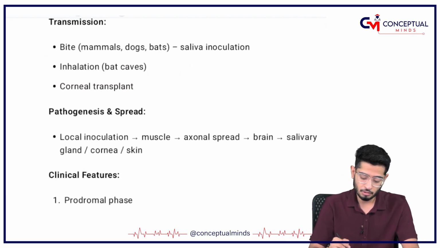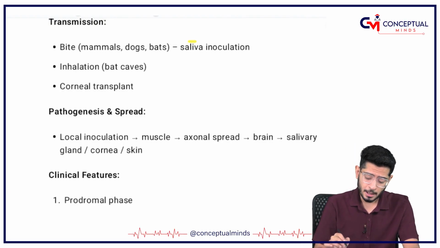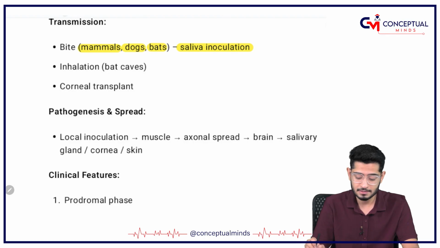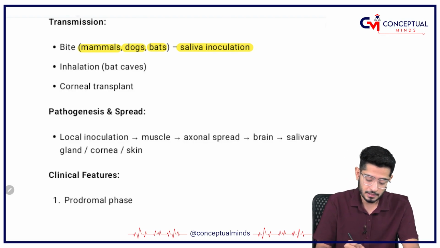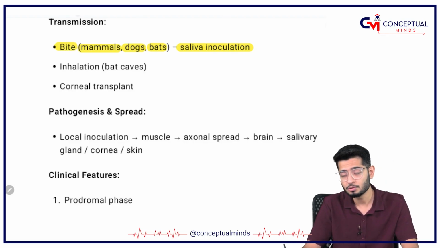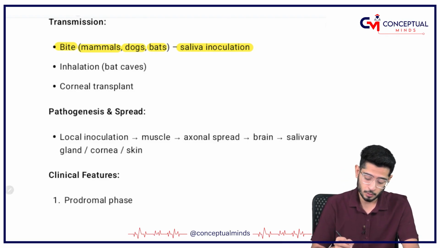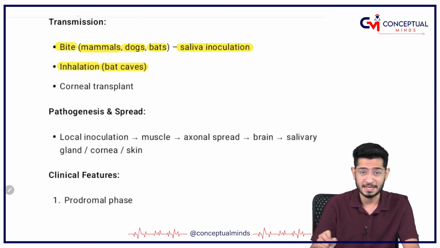When we talk about transmission, my dear friends, remember rabies is transmitted by saliva inoculation of mammals, of dogs and of bats. So they are in the saliva of mammals like dogs and bats. Whenever they bite, it is transmitted. Similarly, if you ever visit bat caves, it is transmitted via inhalation.